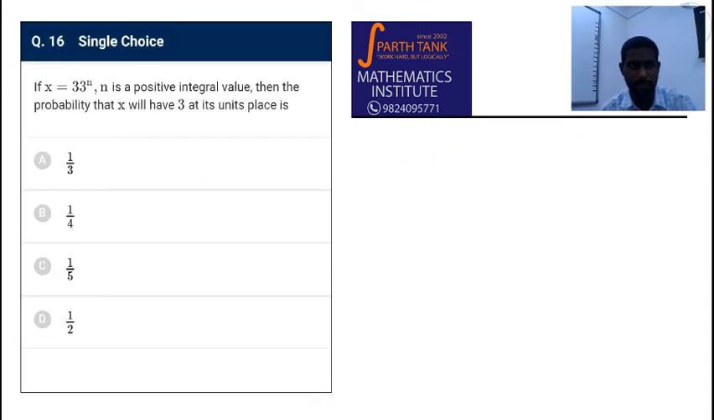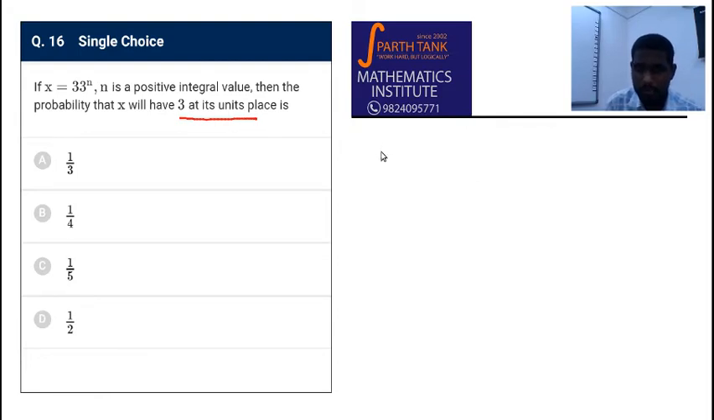Moving on to question number 16. Now, after a difficult problem comes a quite simple problem. If x is 33 raised to n, where n is a positive integral value, then the probability that x will have 3 at its units place. These are very simple problems.